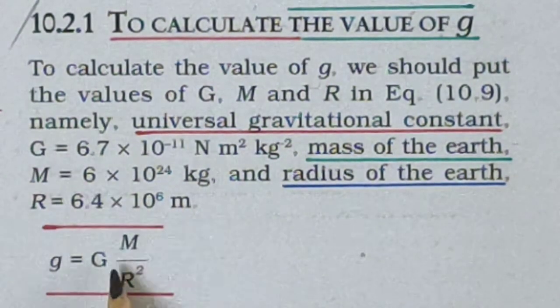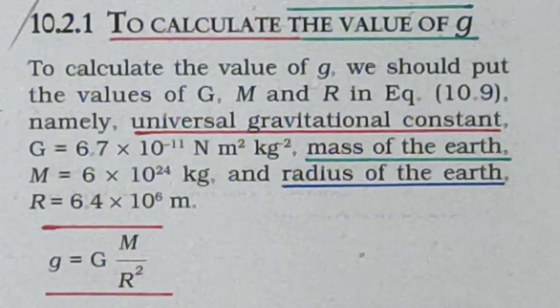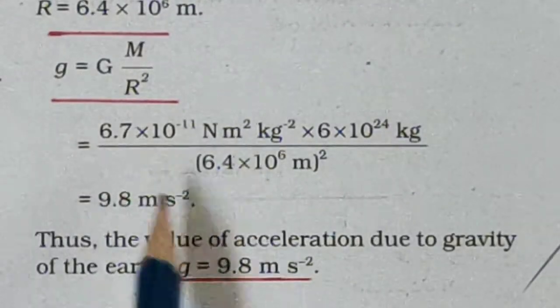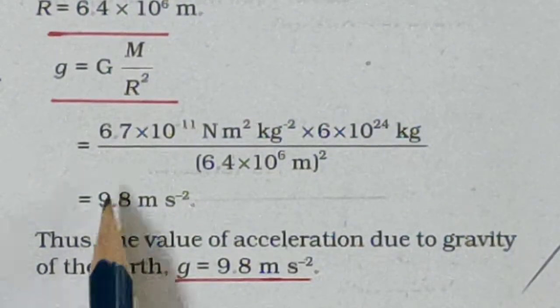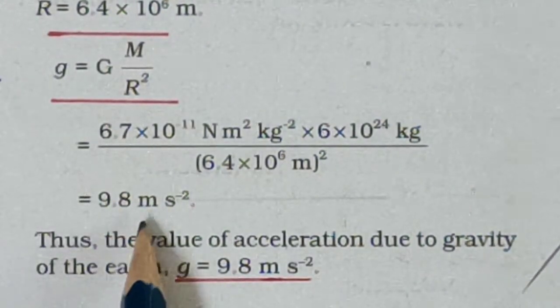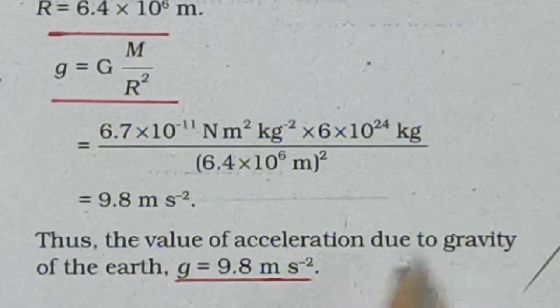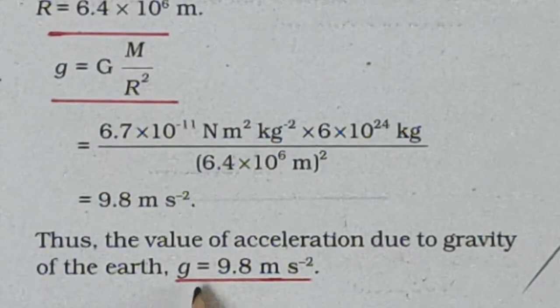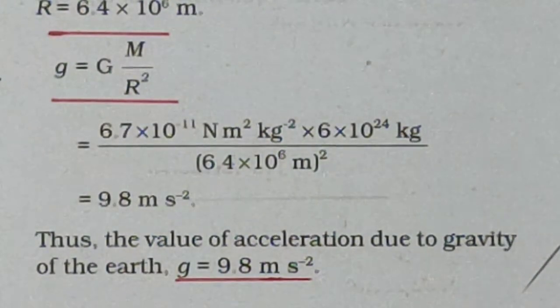Substitute all the values of G, M and R square. After substituting all the values here and after simplification, we get g is equal to 9.8 meter per second square. Thus the value of acceleration due to gravity of the earth, g, is equal to 9.8 meter per second square.